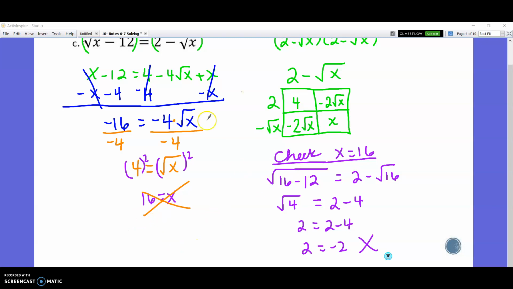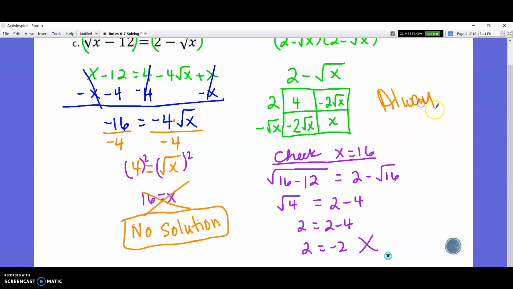That means, and there's no other answer to pick, so that means that there is no solution. So it doesn't matter what number you plug in, the square root of x minus 12 will never equal 2 minus the square root of x. So no solution. This is the reason why it's very important to always check your answer. So always check your answer. It is not a suggestion. It is mandatory.